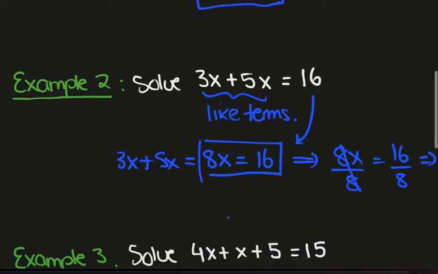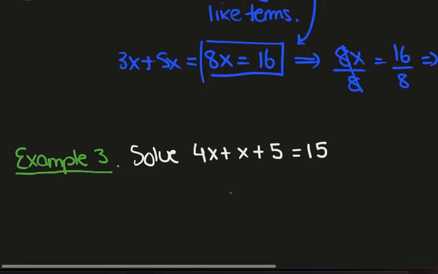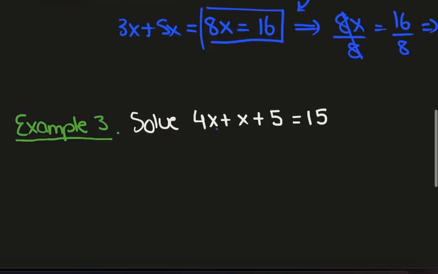Okay, let's try another example. Here we have solve 4x plus x plus 5 equals 15. So let's circle the like terms just to begin with. So 4x plus x, those two are like terms. And this 5, let's do it in a different color. This 5 is a like term relative to this 15.